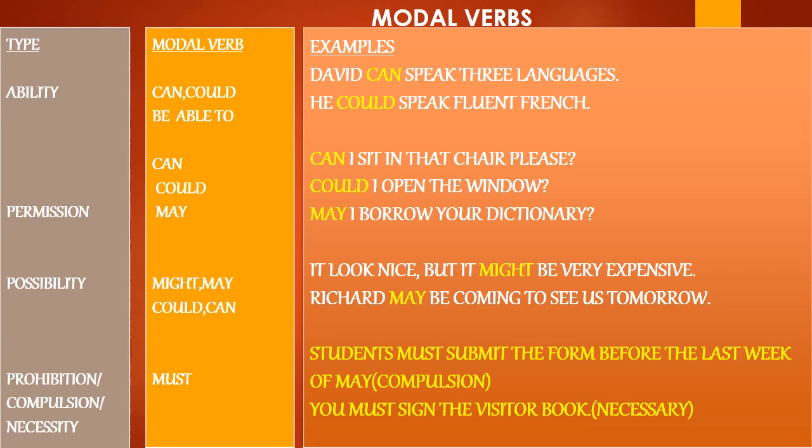Next is must. It expresses prohibition, compulsion, and necessity. Examples. Students must submit the form before the last week of May. So here is a compulsion. Next example. You must sign the visitor book. So this is very necessary. So it shows necessity. So today we have completed these modal auxiliaries.